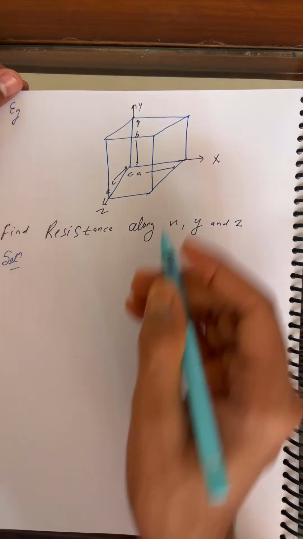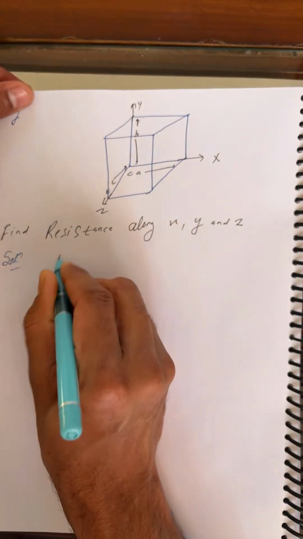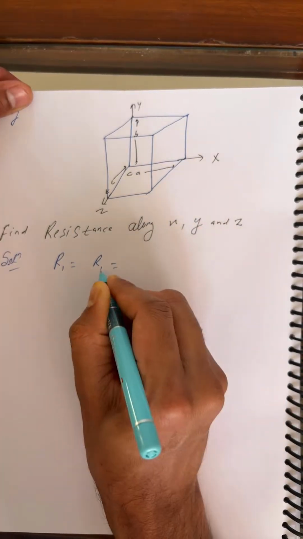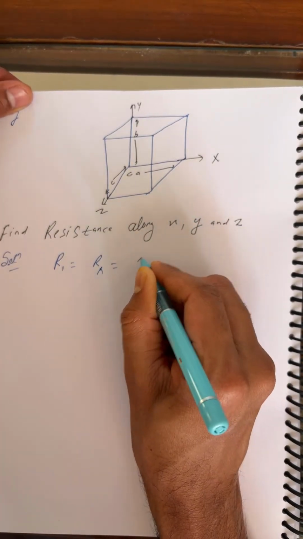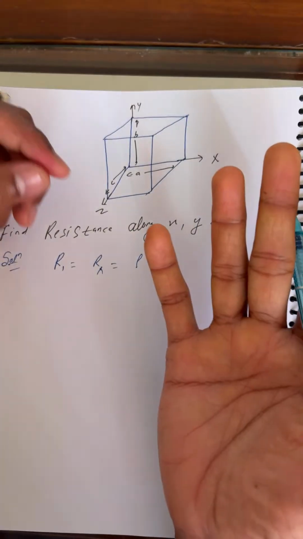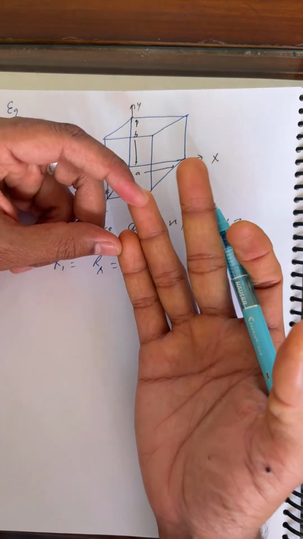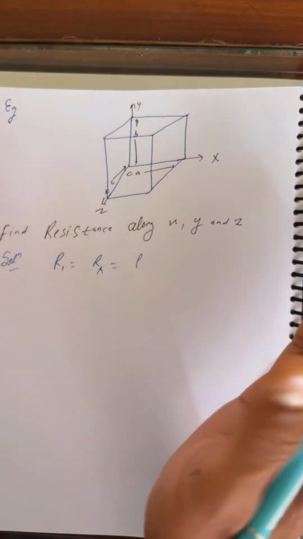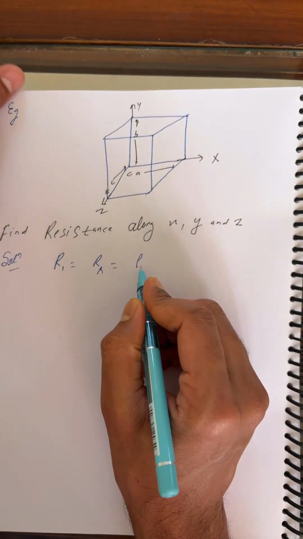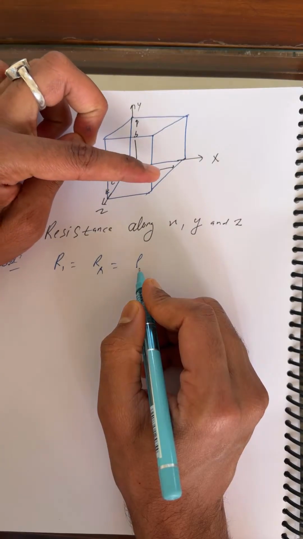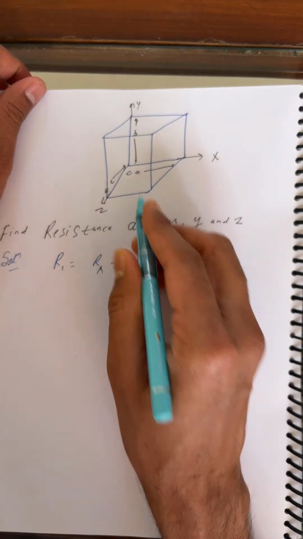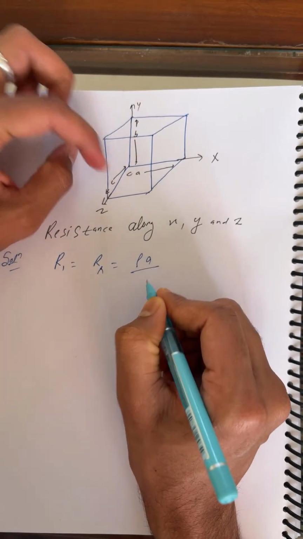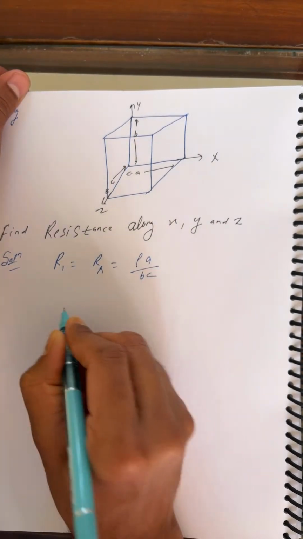Okay. So, beta, I'm just writing. I'm calling R1 as RX. Just now we finished the formula: R equals rho L by A. Beta, you know resistance depends on temperature, material, direction of flow of current, and dimensions of the body as well. So here, length along the direction of flow of current. So rho L. L is what? A. And what's the area? This is BC. So this is the area.